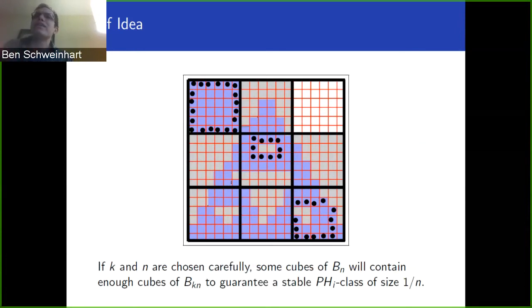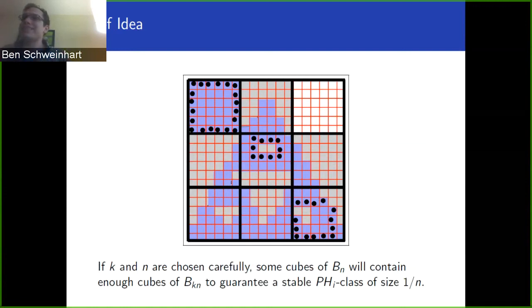That's the idea. We use this psi I n thing, this gadget, which says that if we're bigger than this, then we must have a subset that has a stable class. So if k and n are chosen carefully enough, some of the cubes in Bn will contain enough of the subdivided cubes to be greater than this cutoff. And then we can find a subset of them that will always give a persistent homology class of some size bounded away from 0. So here we have some examples of cubes. If we take any point in these cubes which intersect our set X, we get a persistent PH1 class.